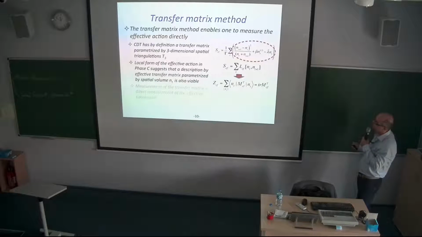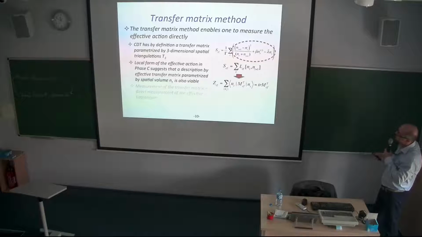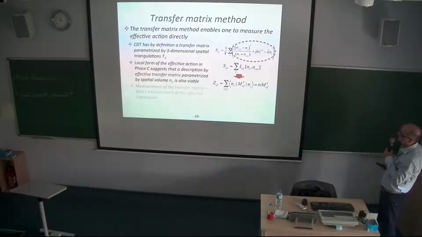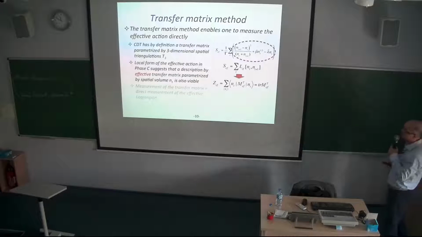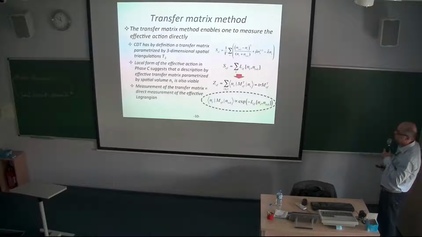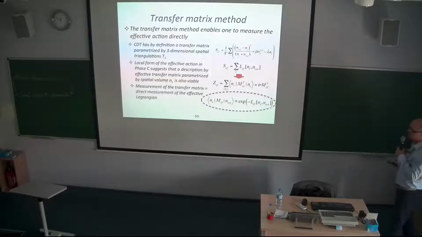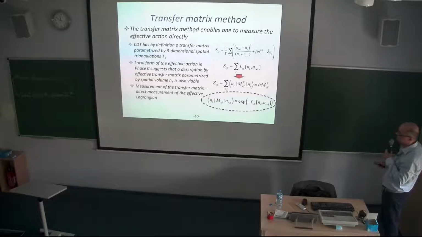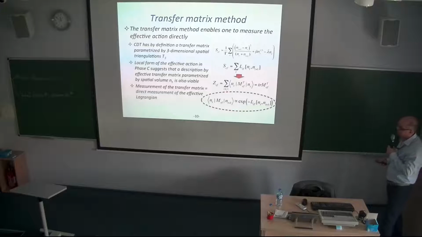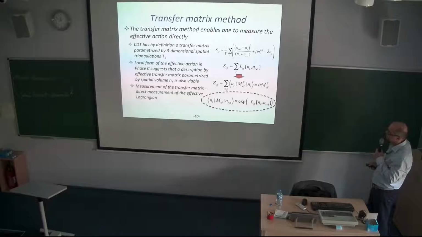the effective action which describes the spatial volume observable has this simple form which just couples neighboring spatial slices. And if so, maybe we can define an effective transfer matrix, which will just describe this spatial volume observable. And if it is possible, we can measure the effective action or Lagrangian directly, because this transfer matrix is just proportional to e to the minus Lagrangian. Not going into the details, I can tell you that this transfer matrix can be measured in numerical simulations.